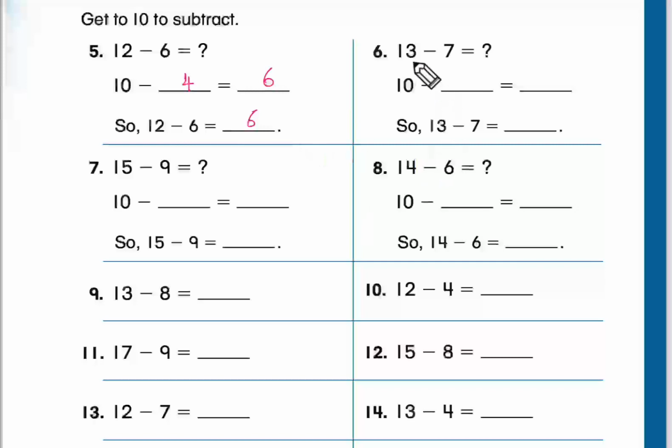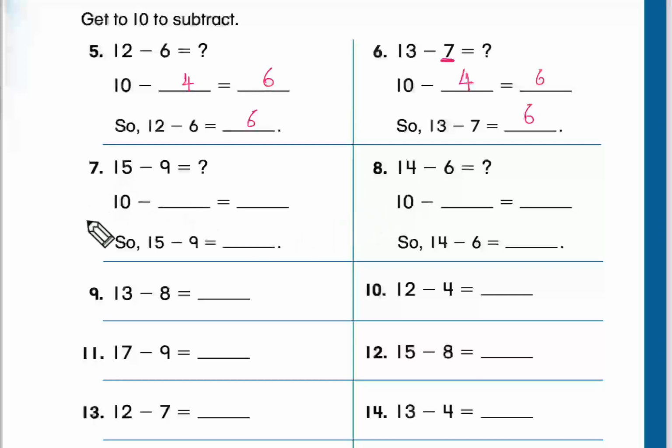Okay, again, 13. So take away 3 from the 13 to make it 10. 7 is 3 plus what number? 3 and 4 makes 7. So if we used already 3, we have left 4. 10 minus 4 equals 6, and 13 minus 7, the same answer, 6.